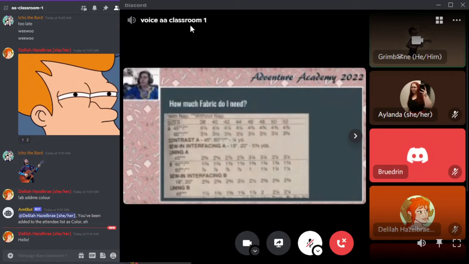So we're going to take a closer look at the actual chart itself. There's a couple things you need to know before you can figure out your yardage. So again, these are always generally in inches or yards, and metric measurements will be nearby if you prefer to read those. So the first thing you need to ask yourself is, which pattern view are you making?